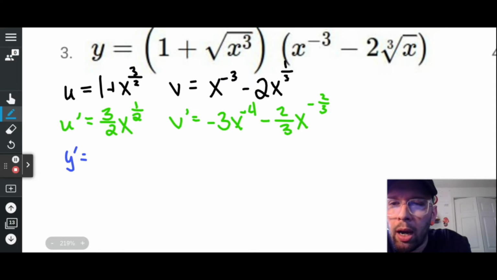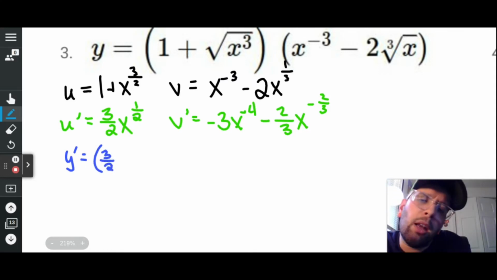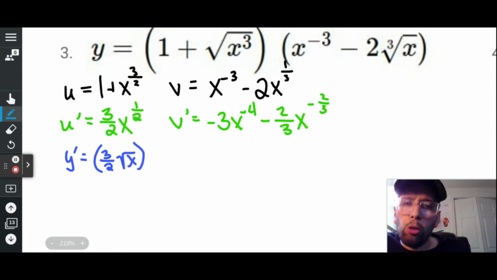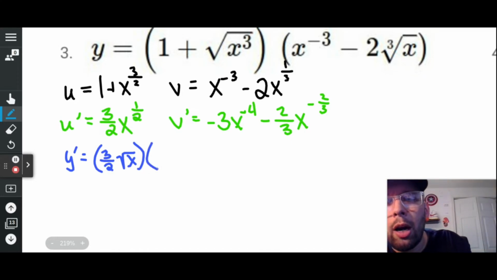So we've got 3 halves. And instead of x to the 1/2, I'm going to make it square root of x. That's u prime. V is going to be x to the -3. I prefer that to be 1 over x cubed. Minus 2x to the 1/3. I prefer that to look like cube root of x.